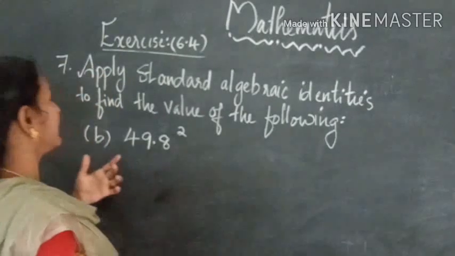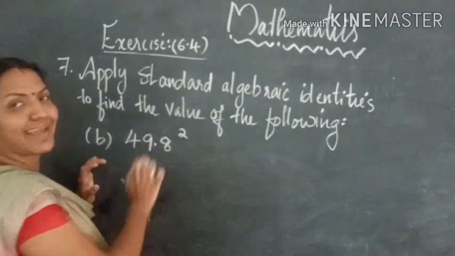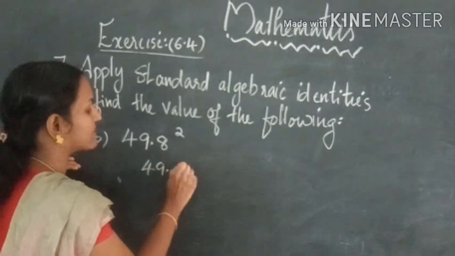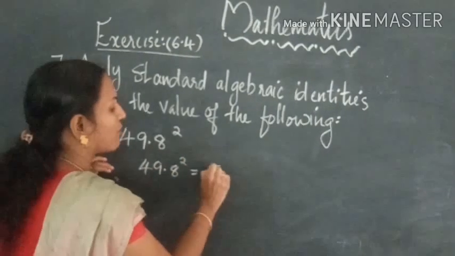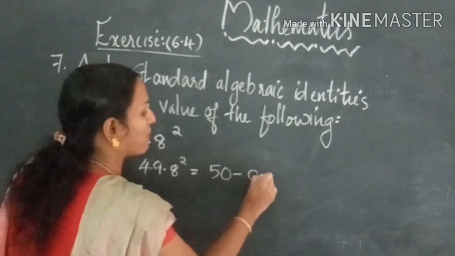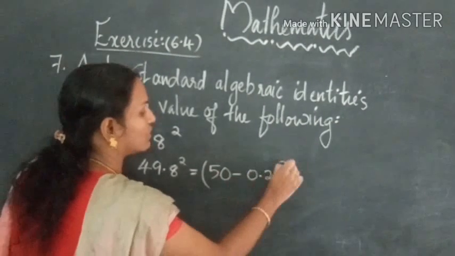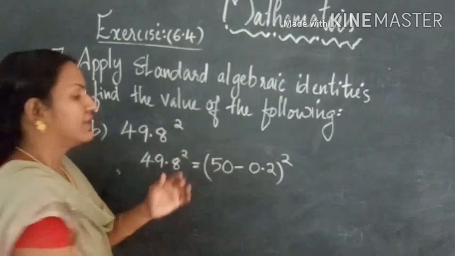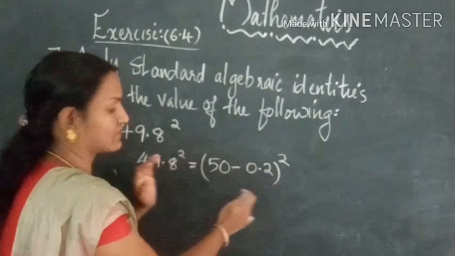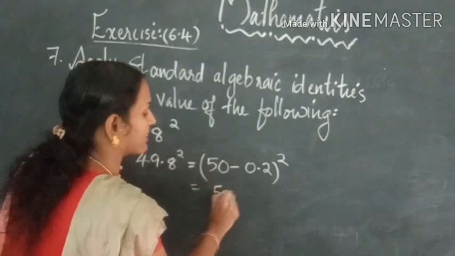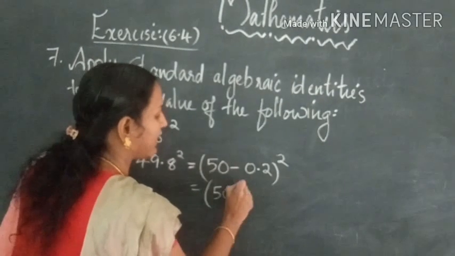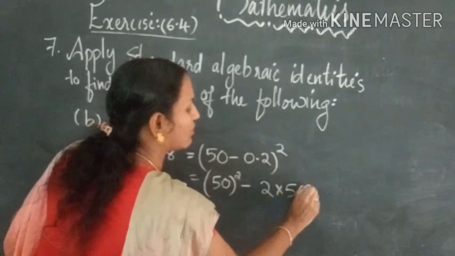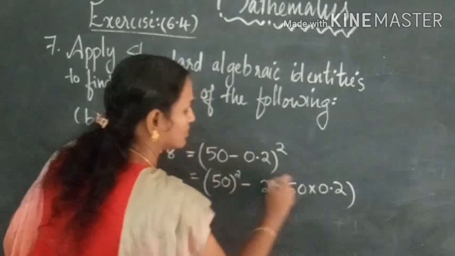Then option B, 49.8 square. 49.8 square can be written as 50 minus 0.2 the whole square. This is of the form a minus b the whole square, equal to a square, 50 square, minus 2ab, 2 into 50 into 0.2, plus b square.